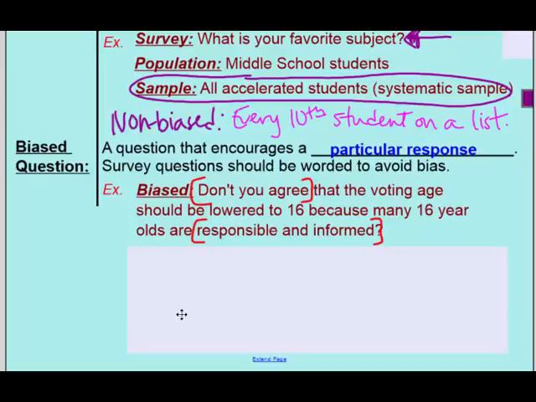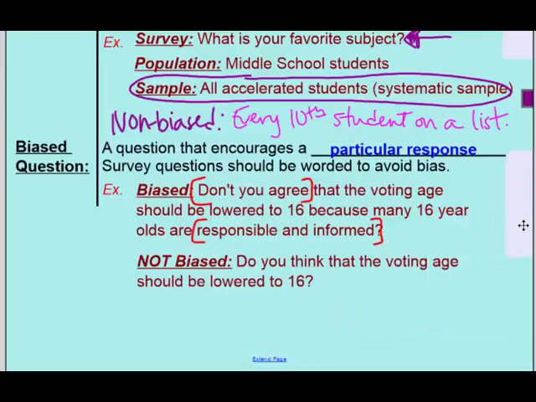So in other words, a better way to ask the same question, so you're not getting a favorable answer, you're not trying to convince your person that you're surveying to lean one way or the other, would be simply asking, do you think that the voting age should be lowered to 16? Simple as that, straight to the point, none of this fluffy, don't you agree, or I think it should because many 16-year-olds are responsible and informed. No need to add any of those adjectives.